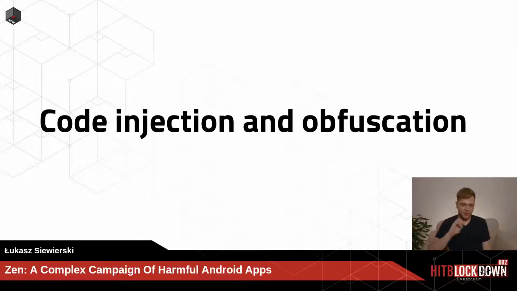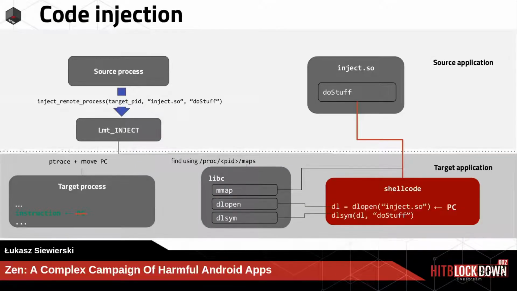Now, let's move to code injection and obfuscation. This is an even more technically complex part of the app, and this is something the app can do because the app was able to root the phone. So when you have root, you will have the ability to ptrace into other apps. And this is the diagram for the code injection. It starts with the source application, which is on top in light gray, and the target application is below in dark gray. The way we will read this diagram is from the left-hand top corner, and then we will move down in the diagram.